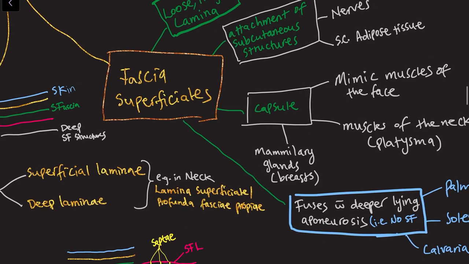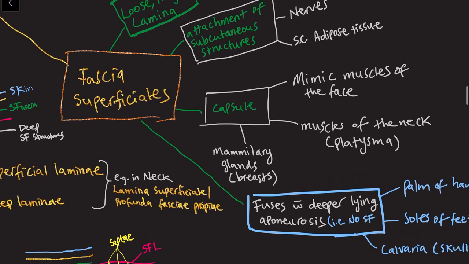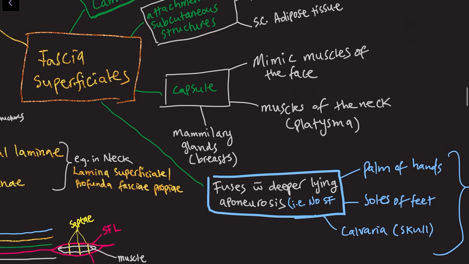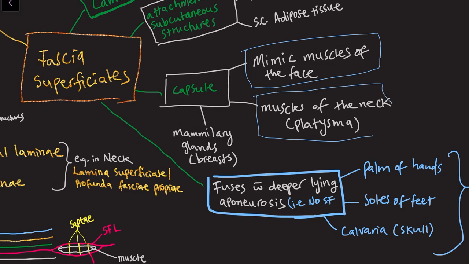Now, fascia superficialis also serves as a capsule for muscles, for example, the mimic muscles of the face. It also serves as a capsule, for example, for the muscles of the neck, like the platysma. If you know, the platysma is a thin sheet of muscle. And then you also have the superficial fascia forming a capsule for the breasts, for the mammary glands. That's a capsule for the breasts.